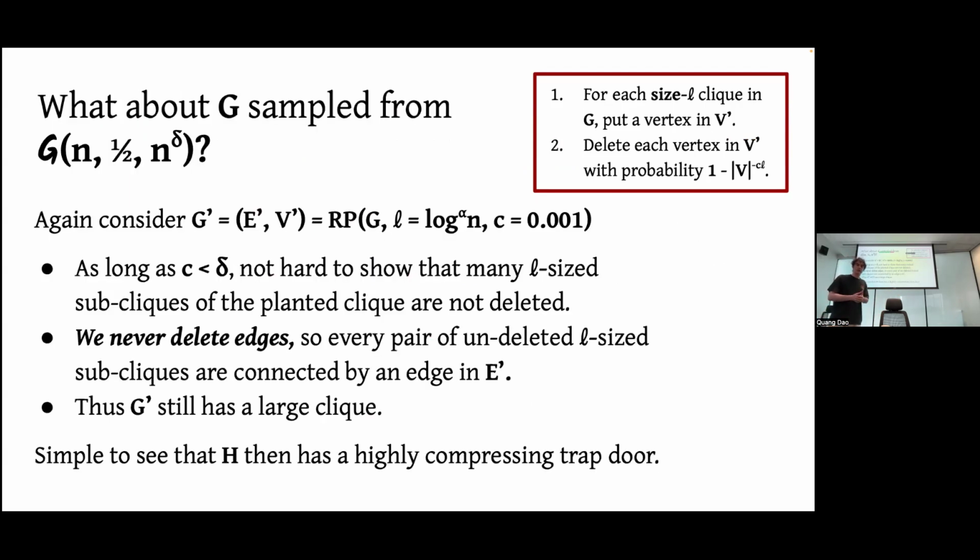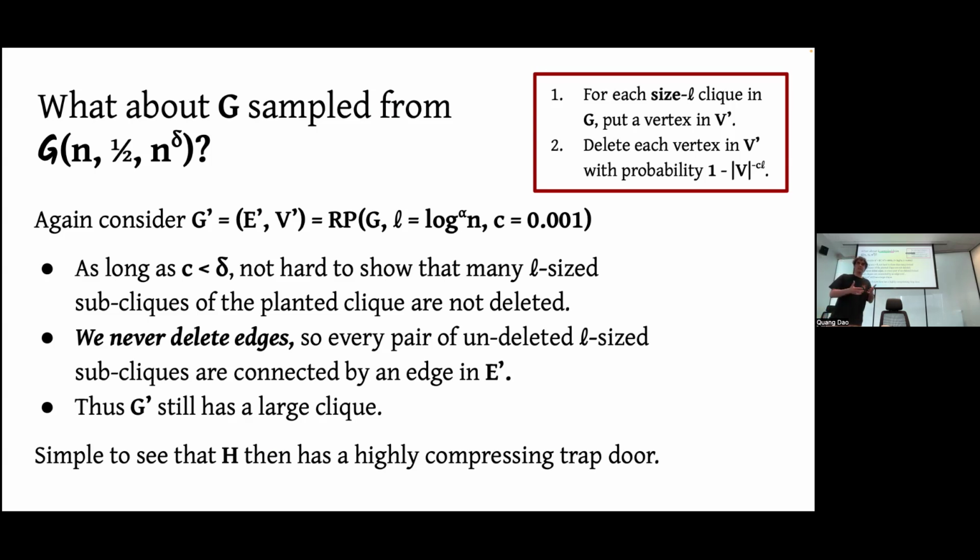Now let's quickly return to the case that G was sampled from the actual planted distribution. It turns out that as long as this constant C is less than the exponent in the clique size, it's not hard to show that even after the deletion, many L-size subcliques of our planted clique will be retained. And as long as we retain at least some of the L-size subcliques of the original planted clique, they will together induce a clique in G prime. This is because we're not doing any edge deletion. So all of the subcliques of the planted clique are, of course, going to form cliques themselves, and thus they're all going to be connected in G prime.